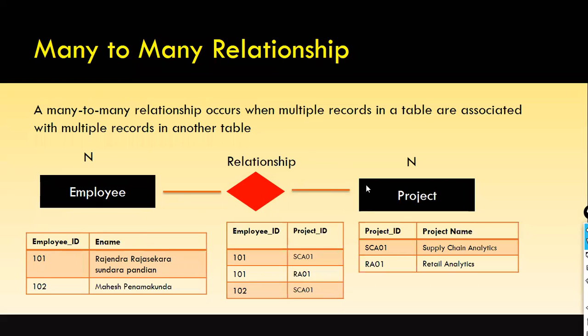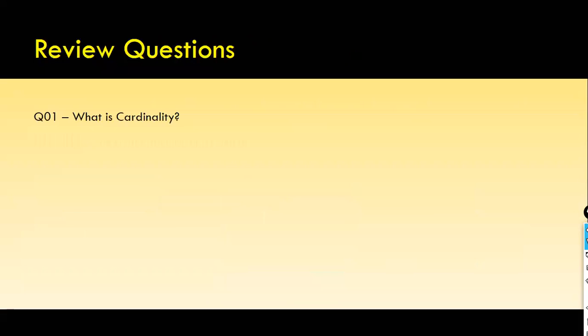This is the one, right? Employee and project. This is the many-to-many relation. An employee can work on more than one project, and each project can have more than one employee. This is called your many-to-many relationship. This is one of the examples for many-to-many relationship. And any other example for many-to-many relationship?